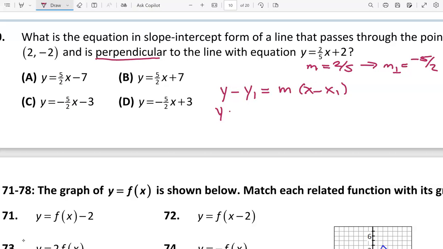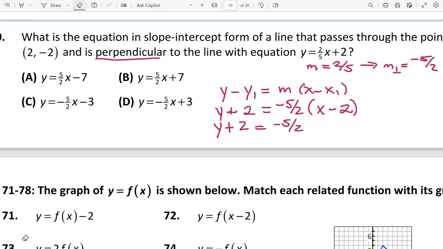y1 is the y-coordinate of the point, and since y1 is -2, y minus -2 is also written as y plus 2. The slope is -5/2, and x1 is the x-coordinate of the point, which is 2. From here, I'm going to distribute the multiplication to the terms on the right side of the equation, so -5/2 x plus 5, and then subtract 2 from both sides, and we get y is equal to -5/2 x plus 3, which is choice D.